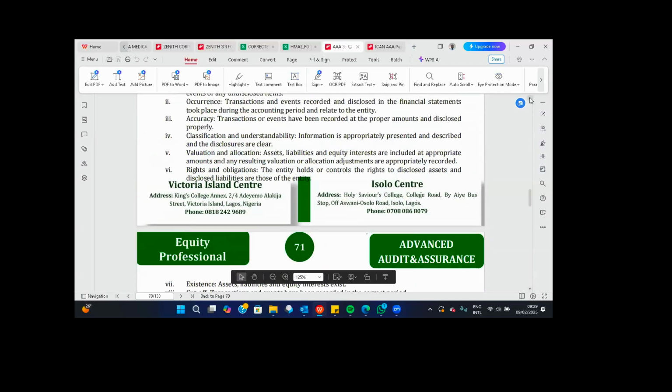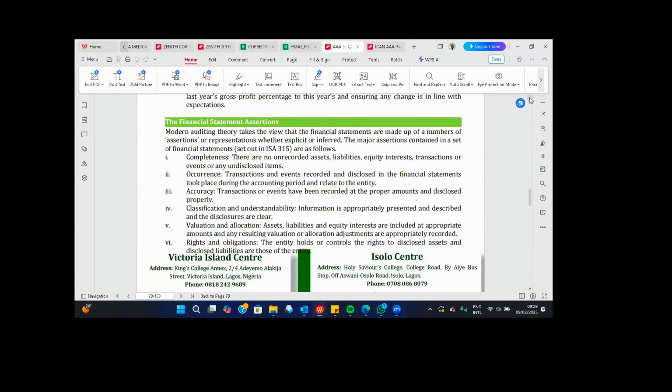Now, these three assertions have been compressed into what we have here. Let me explain. If you look at the assertion based on transactions and events, one thing is common to the three assertions. One of them is completeness. That is, you have to ensure that all information necessary to have been recorded have been recorded. That's what we mean by completeness.